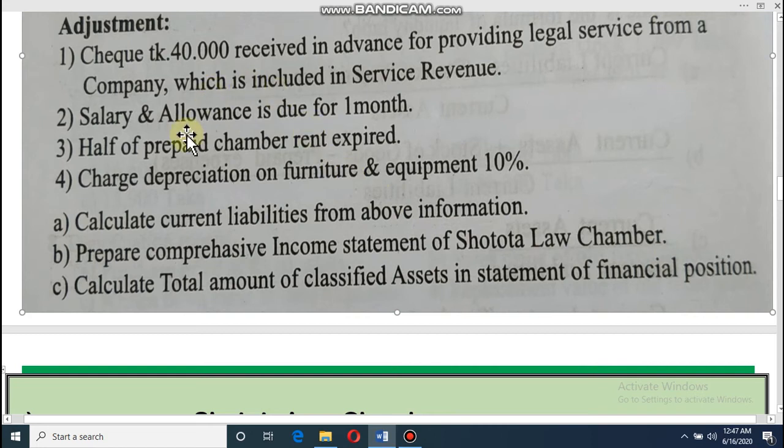And look at the adjustment if there is any. Salary and allowance is due for 1 month. That means within 1 month I have to pay the salary of 1 month. It is due. So it is also a short term liability. Within a short time we have to pay. What is the amount for this 1 month?